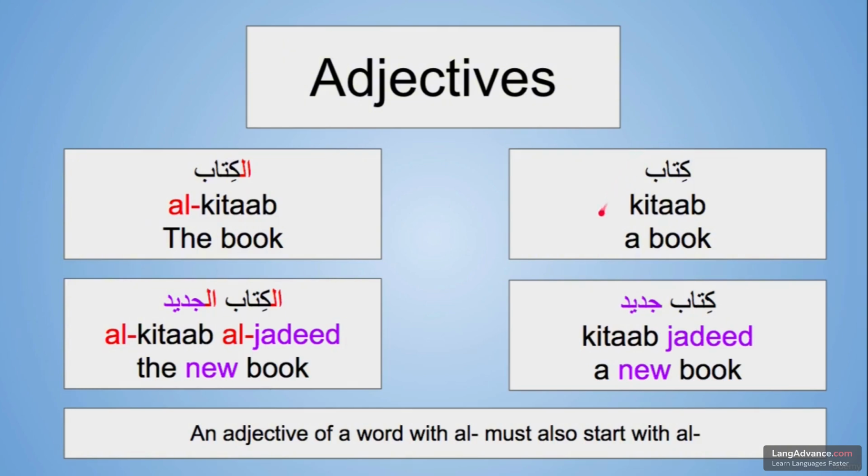Let's take another example here for the word book. When we want to say a book, it becomes kitab. While we say the book, it is al-kitab. When we want to say a new book, it becomes kitab jadid. And when we want to say the new book, it becomes al-kitab al-jadid.